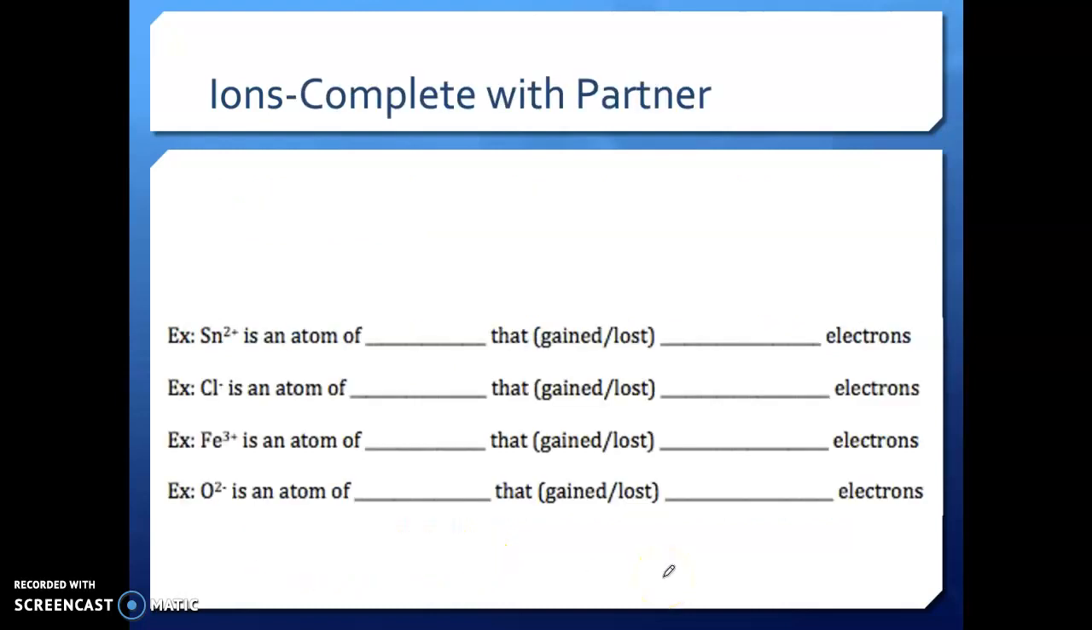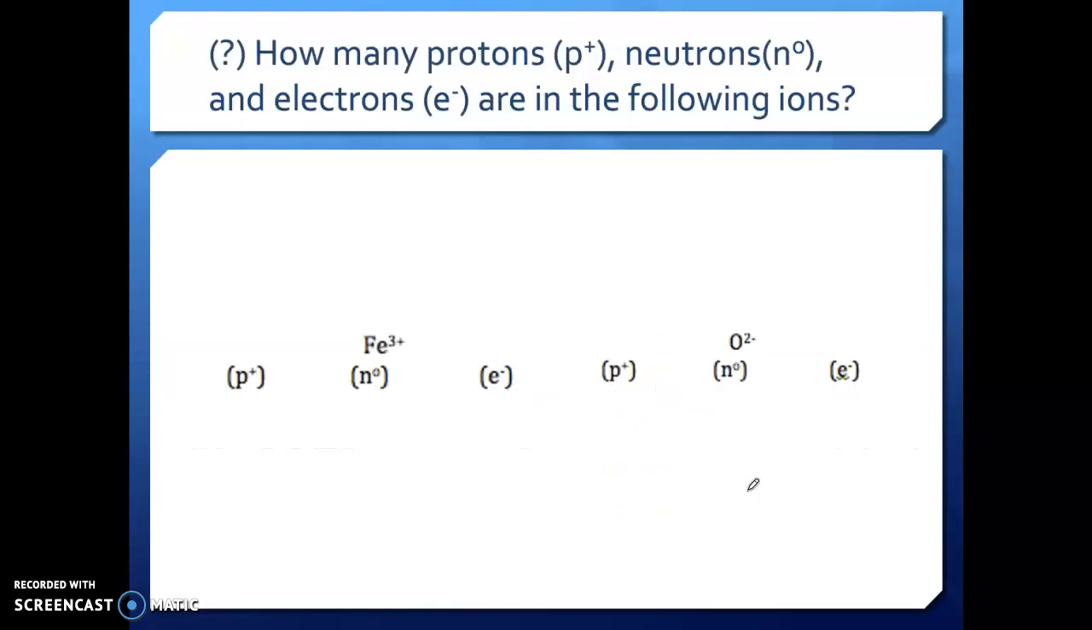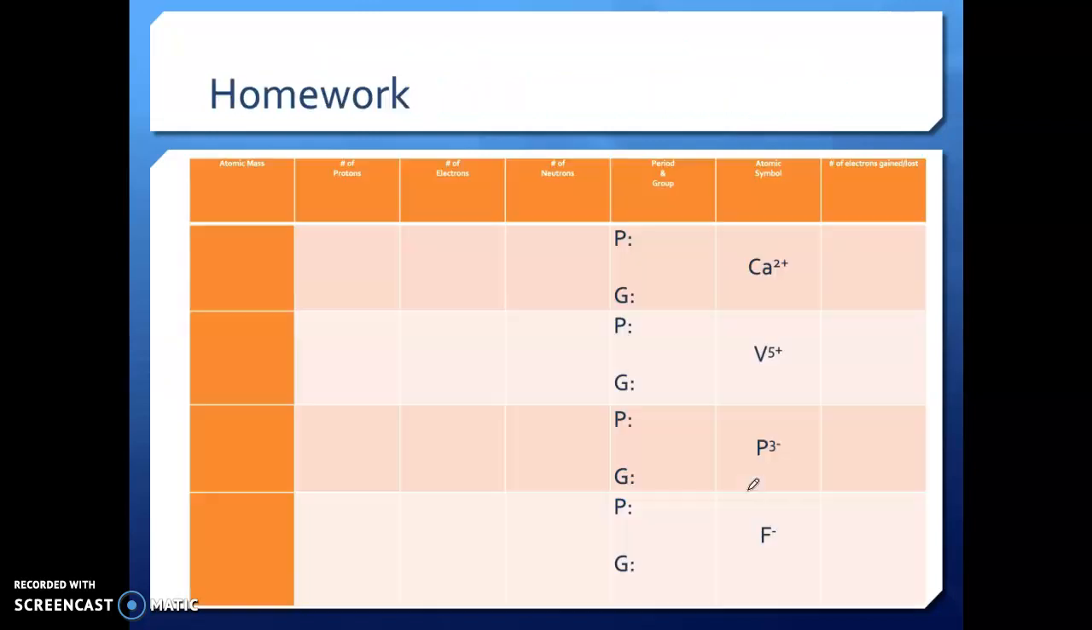Okay, so let's look at an example here. Sn is tin, and it gained 2 electrons. Chlorine lost 2 electrons. Here it gained 1, here I lost 3, and here I gained 2. And lastly, you're calculating protons, neutrons, electrons here, and then trying one of these. So remember the +2 here is going to impact your electrons.